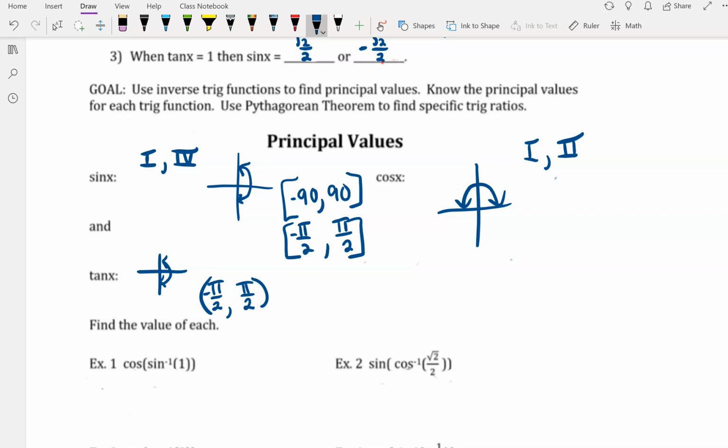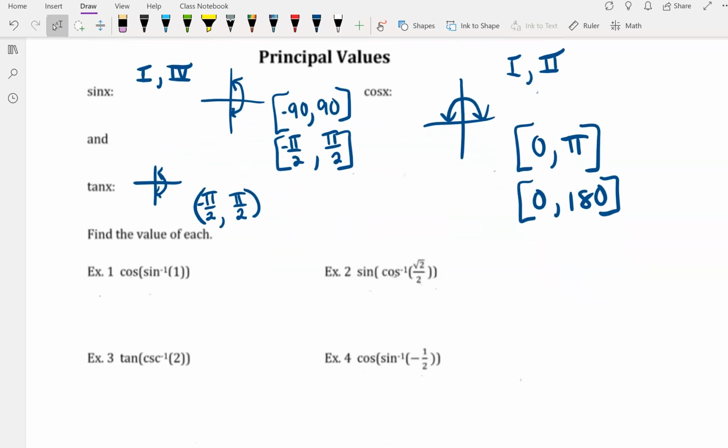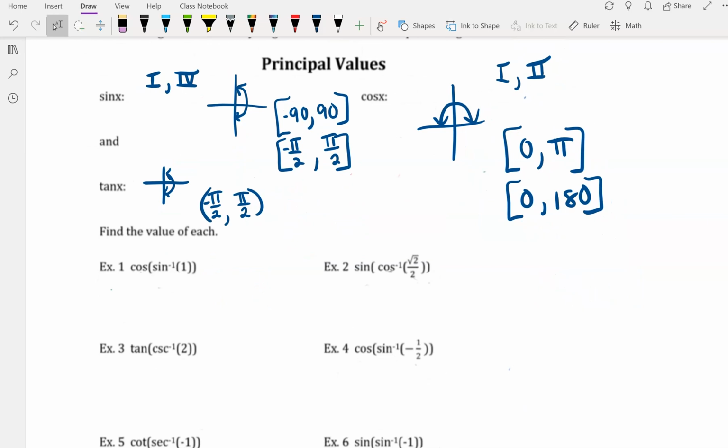All right, and then cosine is from 0 to pi, or 0 to 180, are going to be the values that come out when we do inverse cosine. All right, so now we're going to practice finding some values. The big thing that you need to know for this is you start from the inside out.